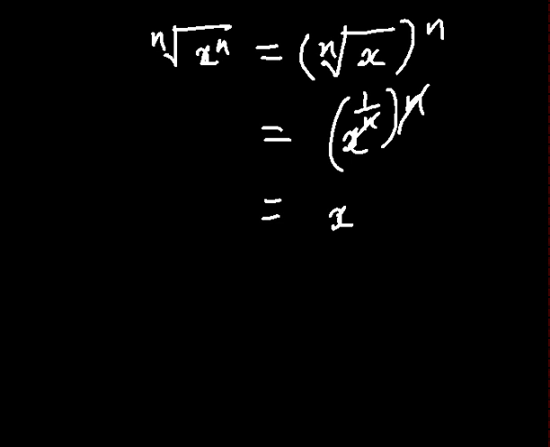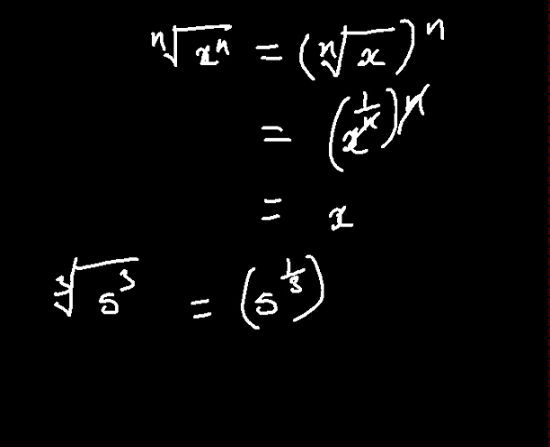And also in the same case, let's say we have the cube root of 5 to the power 3. This is the same as 5 to the power 1 over 3, overall times 3, which is the same as 5.